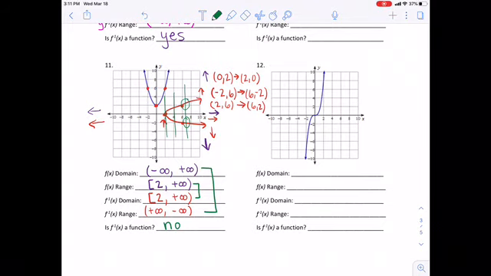So hopefully that helps you with those two. I'm going to go ahead and do a second video with a few of the equations down at the bottom. But hopefully that helps you and you can finish this assignment.